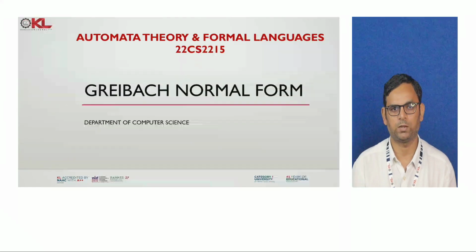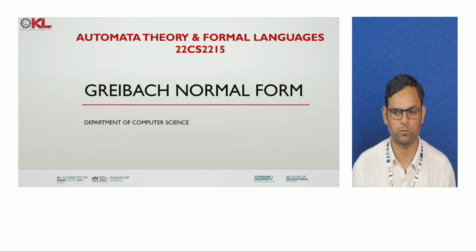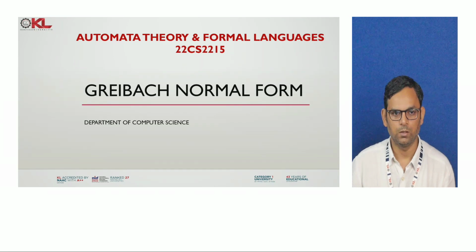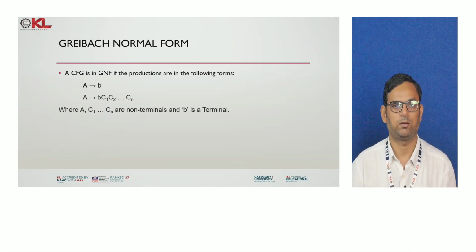Okay, in automata theory and formal languages there are two types of normal form. One is Chomsky normal form and the second is Greibach normal form. So before starting Greibach normal form, you must know what CNF is and how to convert a given grammar into CNF. So what actually is Greibach normal form? It is a context free grammar.